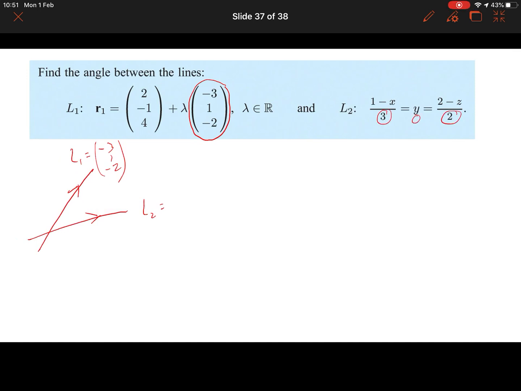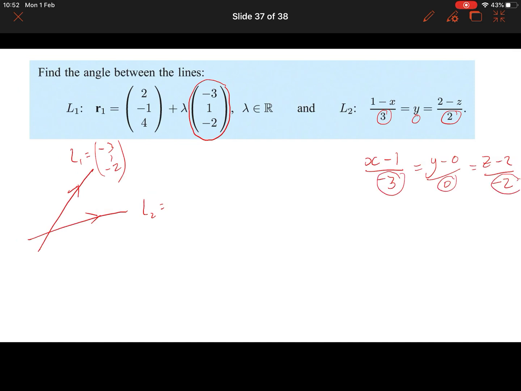Okay? And what is the direction of line 2? Well, we should understand that it's these bits that are the direction of line 2, but we've got to do a little bit of mucking around here because we've got 1 minus x over 3. We have to change it. So that would be the same as saying x minus 1 over -3 if I times top and bottom by -1. And that's going to be y minus 0 over 0, and z minus 2 over -2.